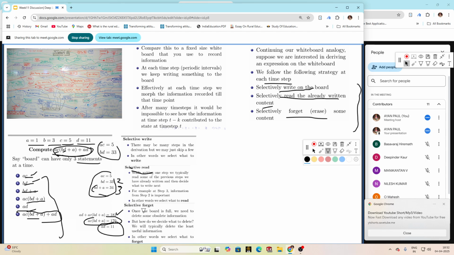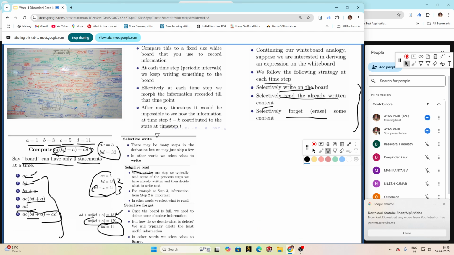In the third step, once the board is full, we need to delete some obsolete information. The board was already full in the selectively read step, because we had written three statements and the board can only contain three. So now we need to delete some obsolete information that keeps appearing again and again. But how do we decide this? We typically delete the least useful information. For example, BD is here and BD is also there, so we can delete BD. And then we can add on and make our complete sentence.